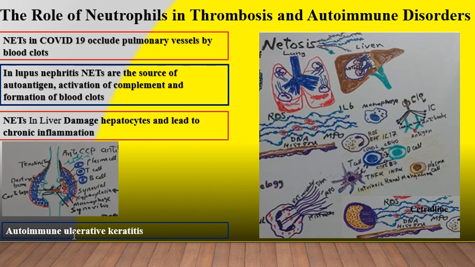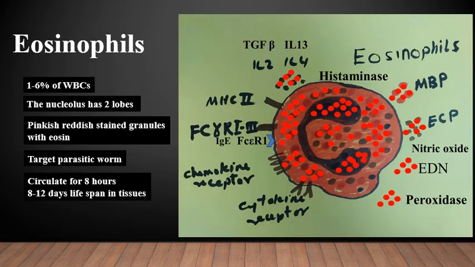Also, in case of autoimmune ulcerative keratitis, this is usually stromal keratitis, which is a long-standing ulcer, and it will lead to formation of long-standing ulcers which do not respond to treatment. So we suspect that it could be stromal keratitis, and it is due to NETosis. So now I am going to talk about eosinophils.